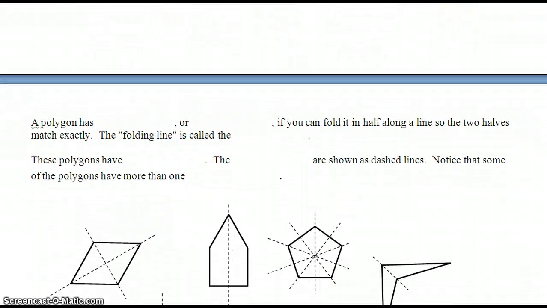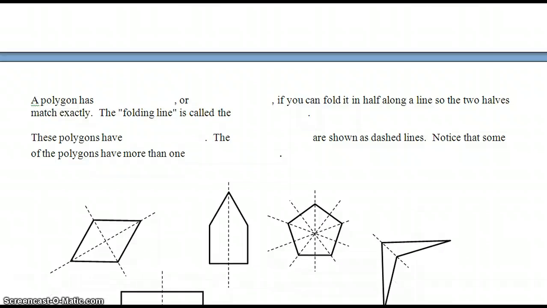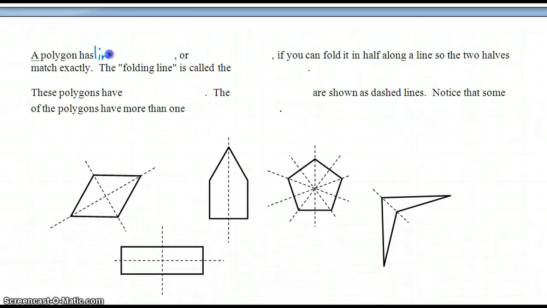Another way to classify a polygon is whether or not it has line symmetry. Another word for line symmetry is reflection symmetry. Line symmetry and reflection symmetry just mean that we can take our polygon, fold it in half, and both sides will be exactly the same. The folding line is called the line of symmetry.